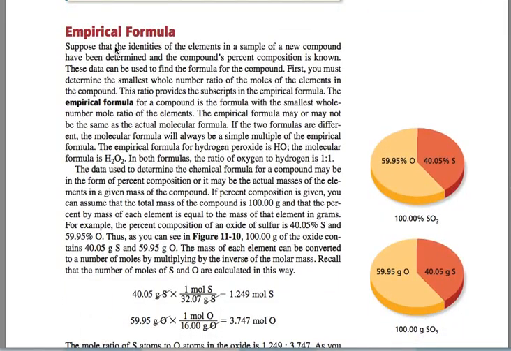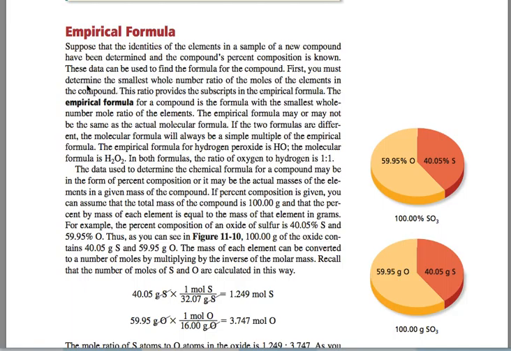Empirical formulas. Okay, remember we had two different kinds of formulas? Here's one of them. Suppose that the identities of the elements in a sample of a new compound have been determined and the compound's percent composition is known. These data can be used to find the formula for the compound.